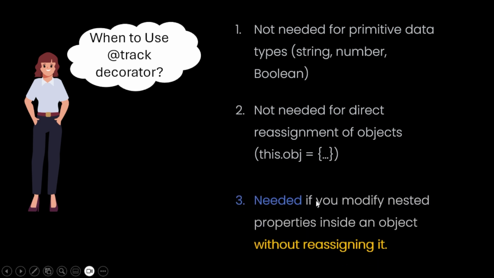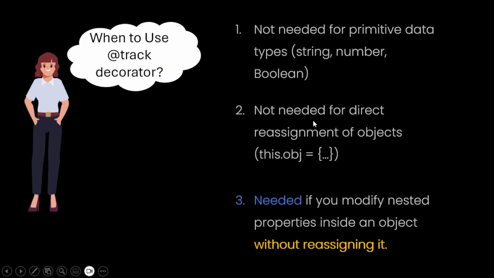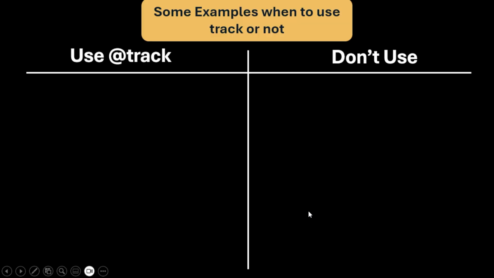The third point is: needed if you modify nested properties inside an object without reassigning it, which was our first example, right? In our first example, we are changing the nested property. This age is what? Nested property of this object. We are updating this age only, nested property. So in this case, track is required. So this is our first example, which is the third point here, right? So let's see some examples of when to use track and when not to use track. The first one is, we'll see when to use track, right?